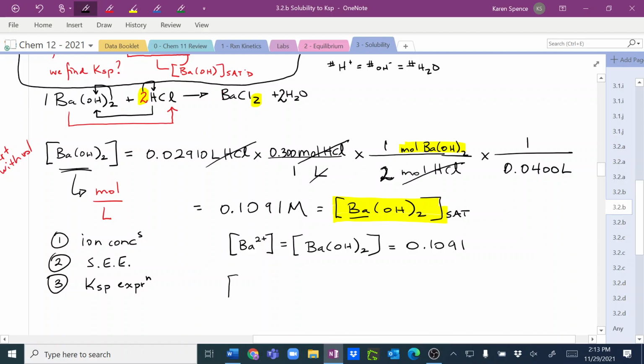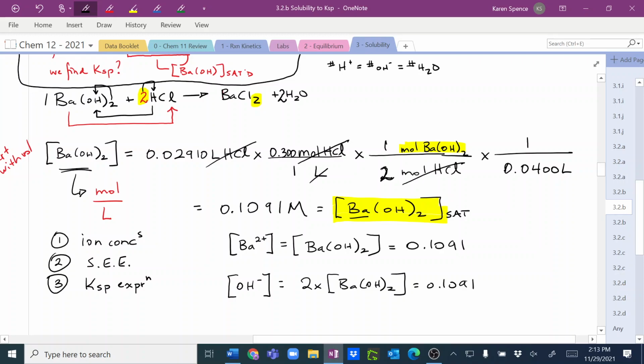How about the concentration of hydroxide? Is it going to be the same? Half as much? Twice as much? Squared? 2 times concentration of barium hydroxide.